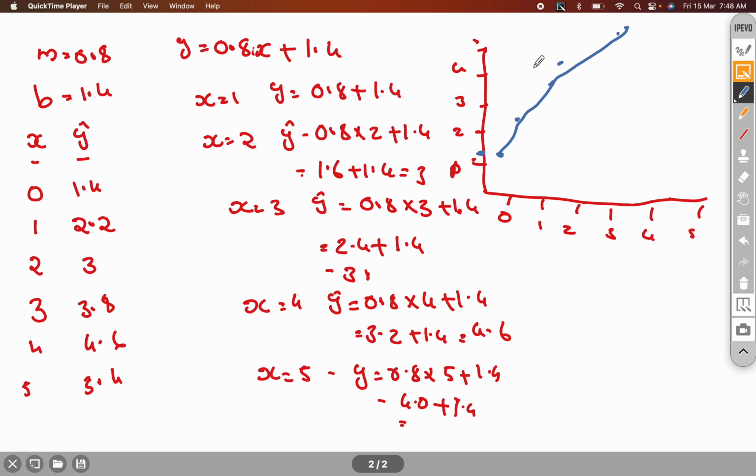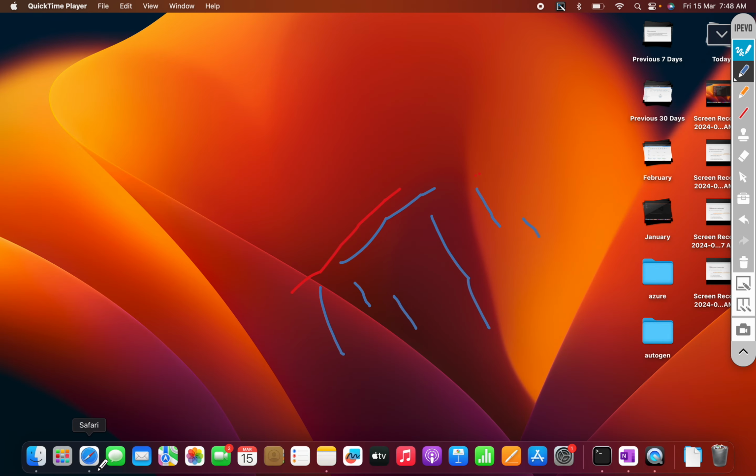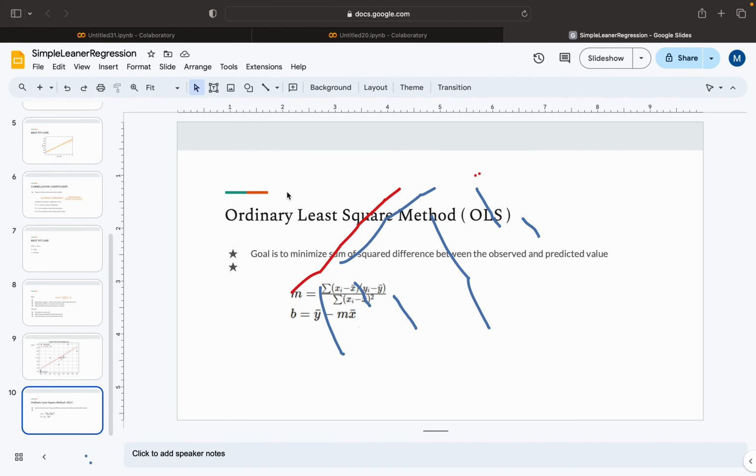Now this is very simple. Let me close this. The same thing we can do in a Python program. Okay, just a second, let me open this.